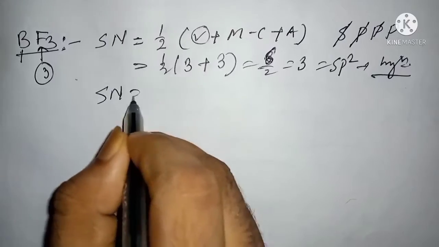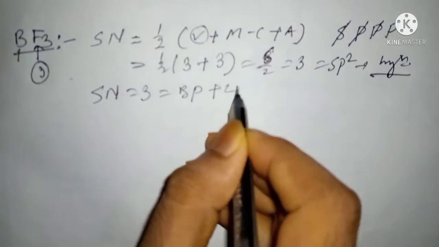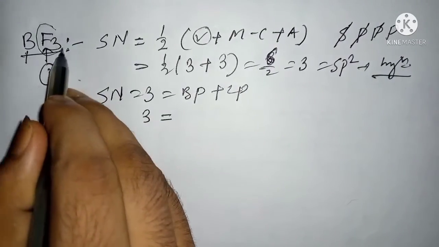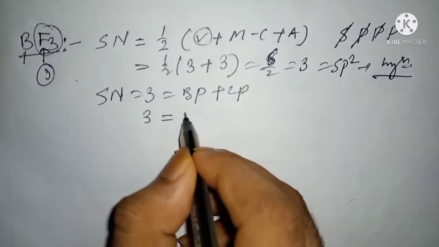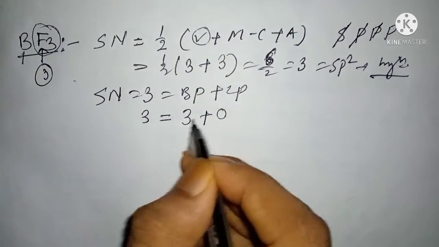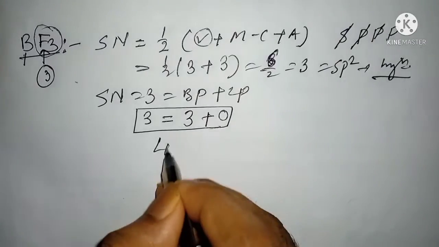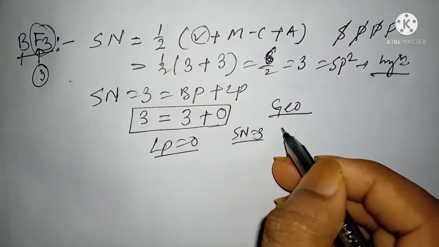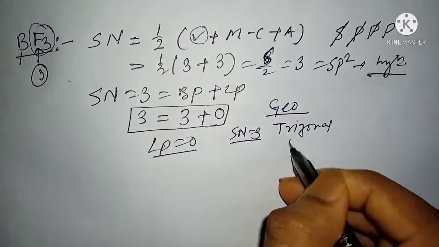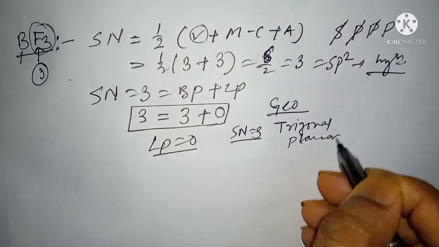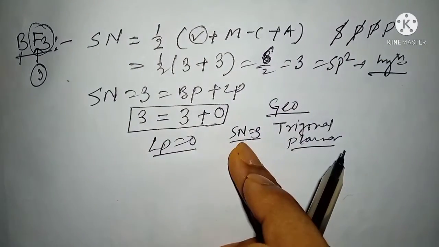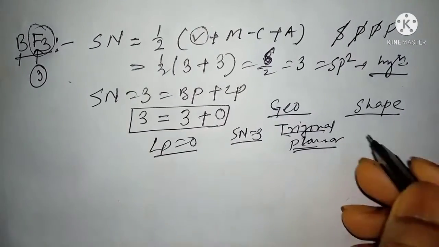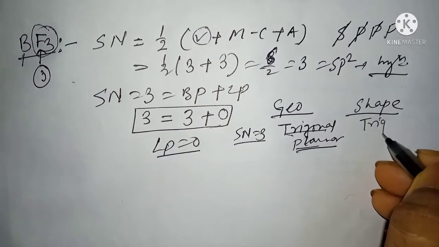Then steric number equals 3 equals bond pair plus lone pair. The number of side atoms is 3, so bond pair is 3, plus lone pair equals 0, 3 plus 0 equals 3, so lone pair equals 0. Now geometry: in case of steric number equal to 3, geometry is trigonal planar. Remember this: steric number equal to 2 is linear, steric number equal to 3 is trigonal planar. Now shape: lone pair equals 0, so shape and geometry are equal, so this is also trigonal planar.